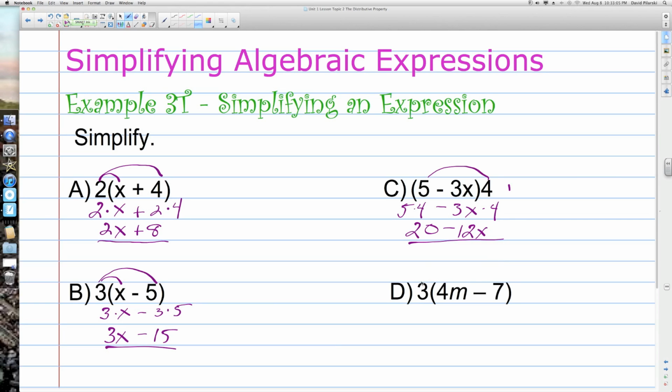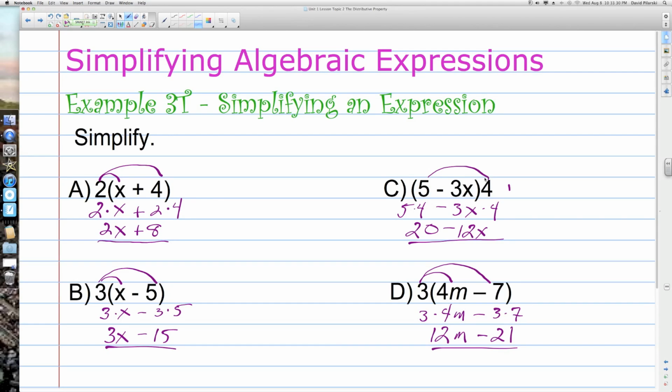Finally, in example D, we have to distribute the 3 to the 4m, 3 times 4m, and then 3 times 7. And it'd be minus 3 times 7. 3 times 4 is 12, and that gives us 12m, minus 3 times 7, which gives us 21. So there's using the distributive property to simplify an algebraic expression.